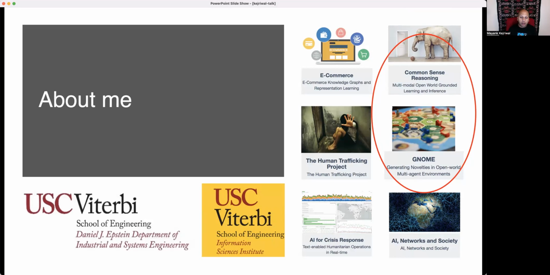Two of my projects, which are funded by DARPA, are related to the general cognitive abilities of some of these models. One of them seeks to ask if LLMs and other such complex models have common sense. And if not, which is what we believe, that they don't have common sense, how do we develop models that can have common sense?